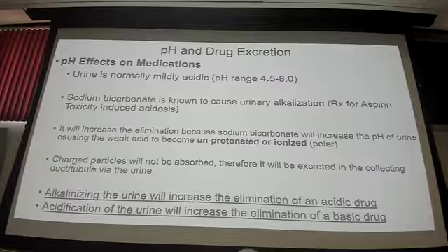And if we have a basic drug that we want to get out of our system, we will acidify the urine with an acidification drug. And what that's going to do is the same thing. It's going to protonate the basic drug in this case, and the drug will not be reabsorbed.